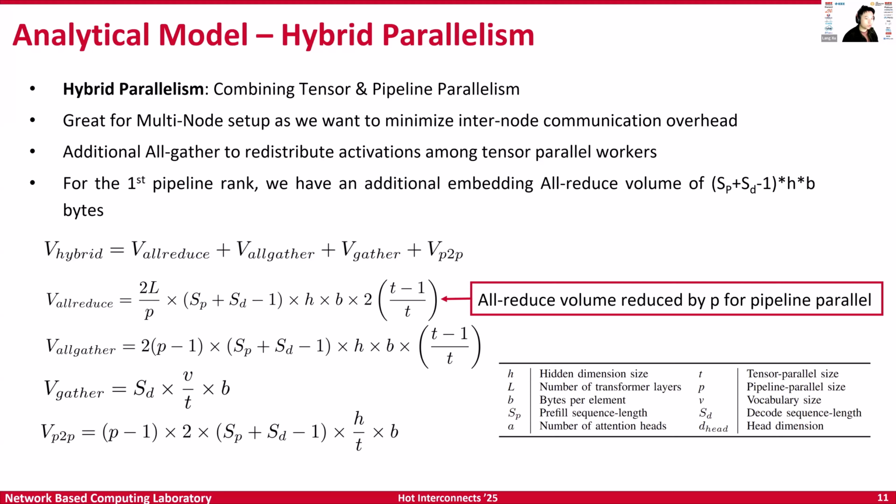The all-reduce volume here will also be reduced by a factor of P for pipeline parallelism. There are also some other factors here: the communication volume gets mediated by the additional groups that it splits upon. So hybrid parallelism has some additional communication volume characteristics that we care about.